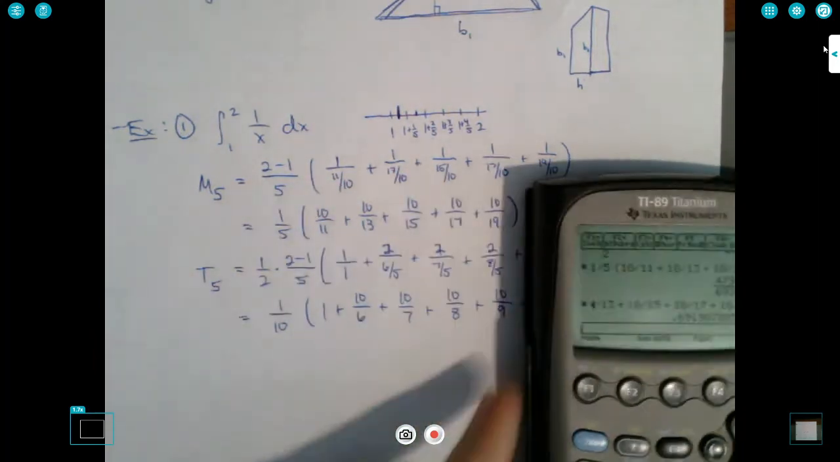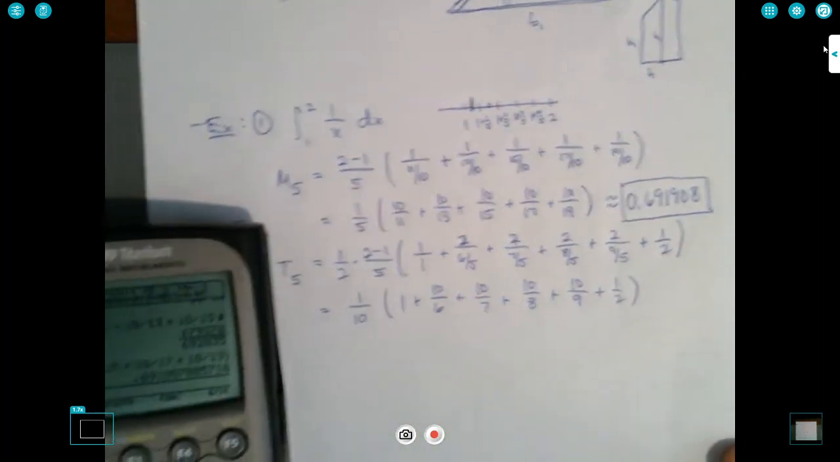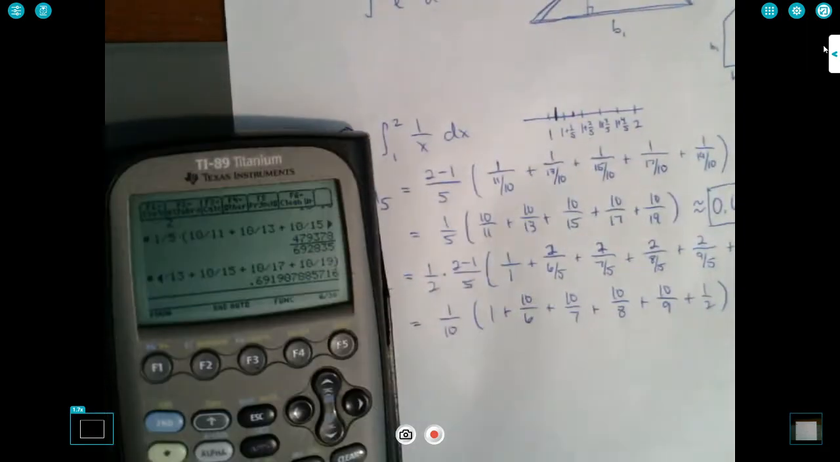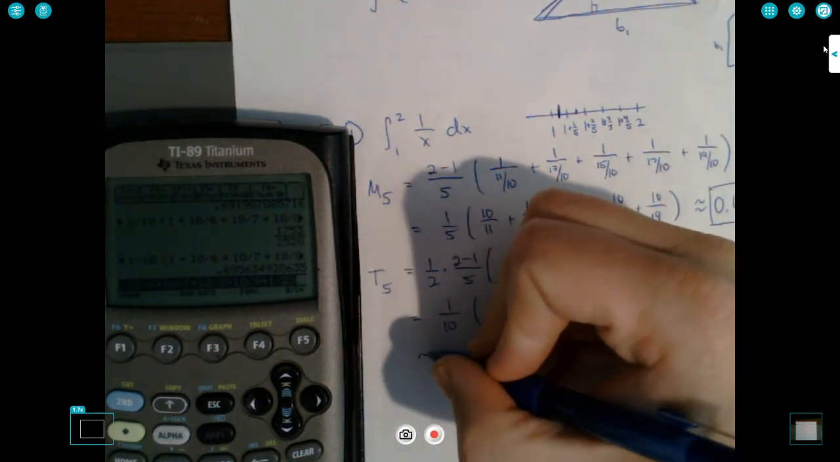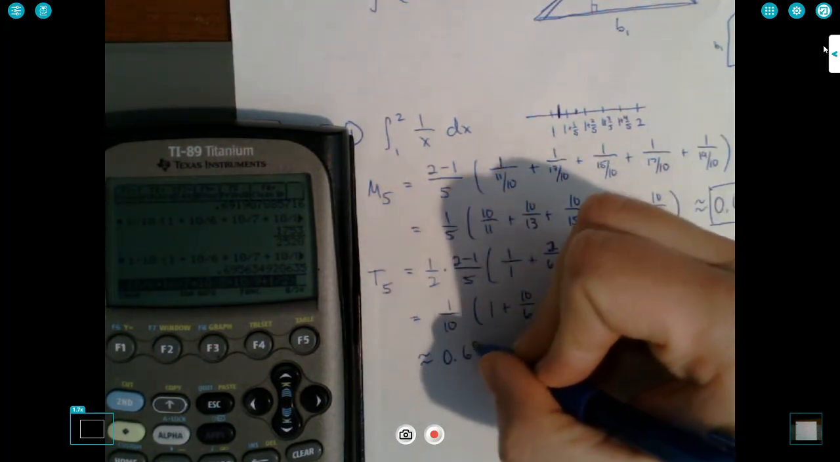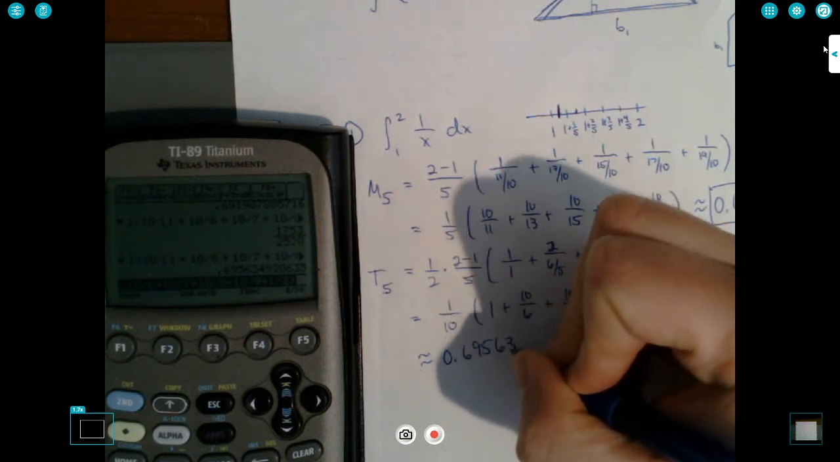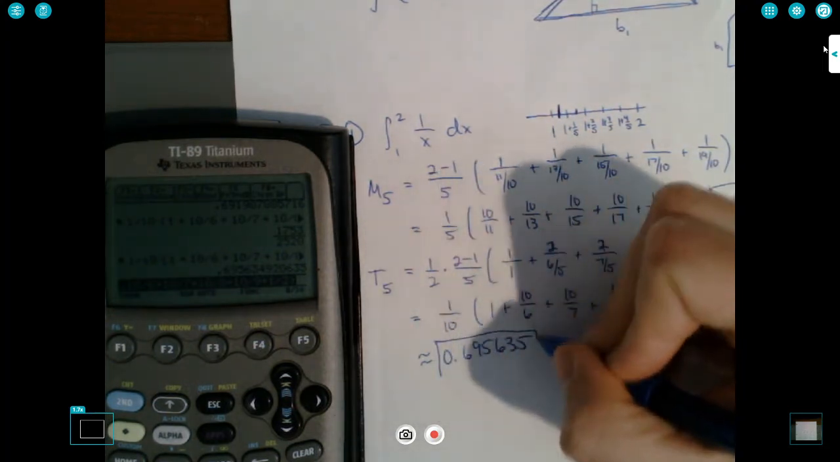So here goes nothing. This kind of stuff is always nerve-wracking because I feel like I'm going to make a mistake. I just know it. Right? But let's see. So 1/10 times 1 plus 10 over 6 plus 10 over 7 plus 10 over 8 plus 10 over 9 plus 1/2. And yeah, that seems reasonable. Okay. So this is about 0.695635-ish. Okay, so there's the trapezoidal approximation.